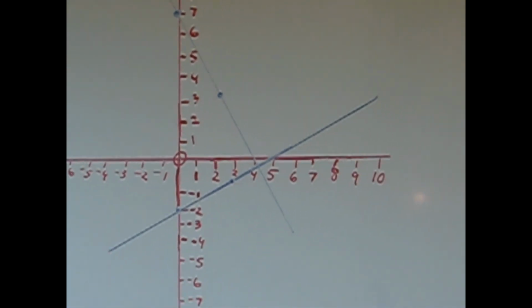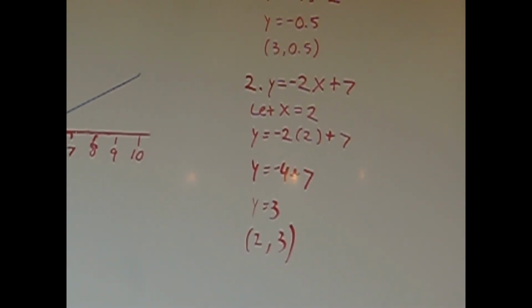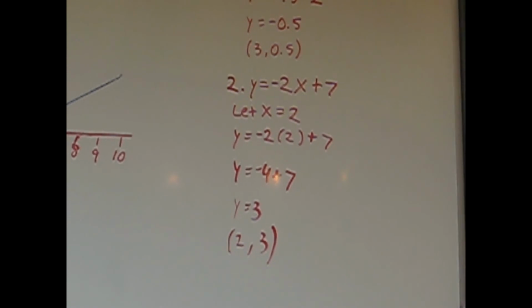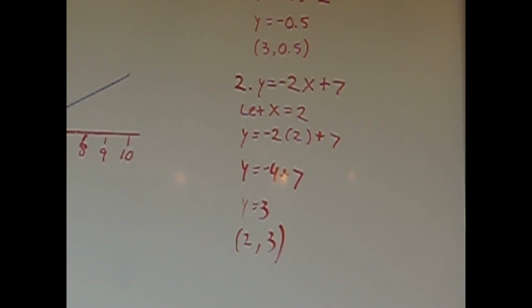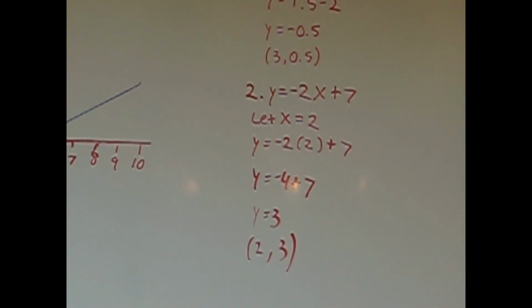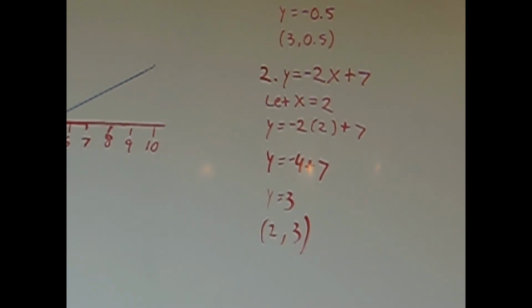Now B. Y equals negative 2x plus 7. So your first point is (0, 7). Now let x equal 2. Y equals negative 2 times 2 plus 7. Y equals negative 4 plus 7. And y equals 3. So your second point is (2, 3).